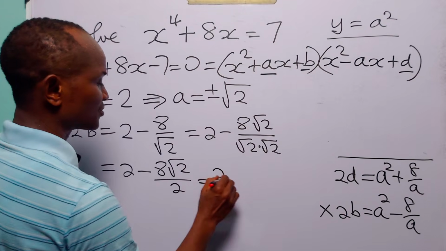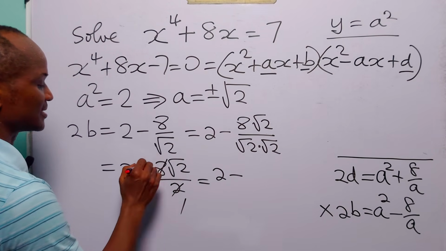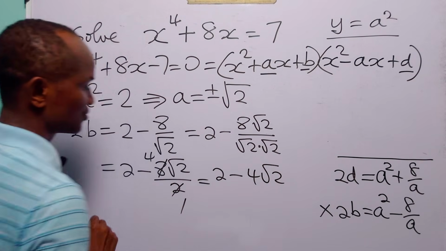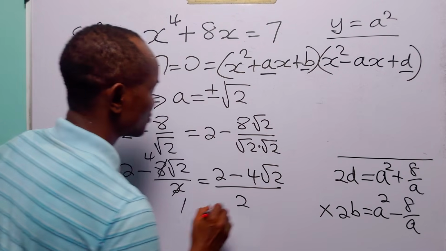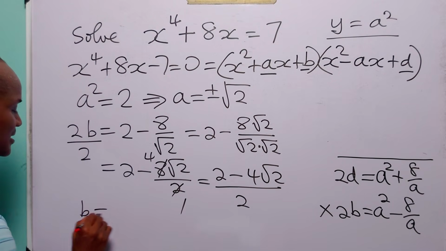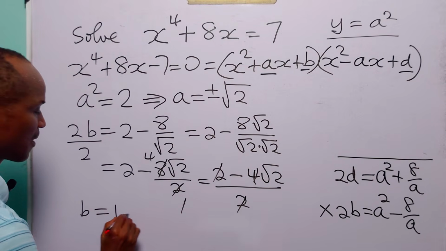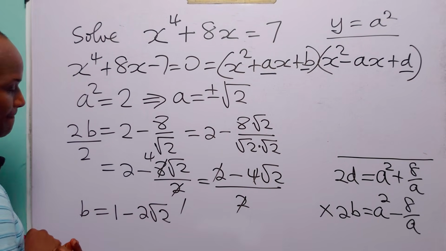This is equal to 2 minus, 2 into itself is 1 and into 8 is 4. So we have 4 root 2. Now dividing both sides of this equation by 2, we have that b is equal to 1 minus 2 root 2.